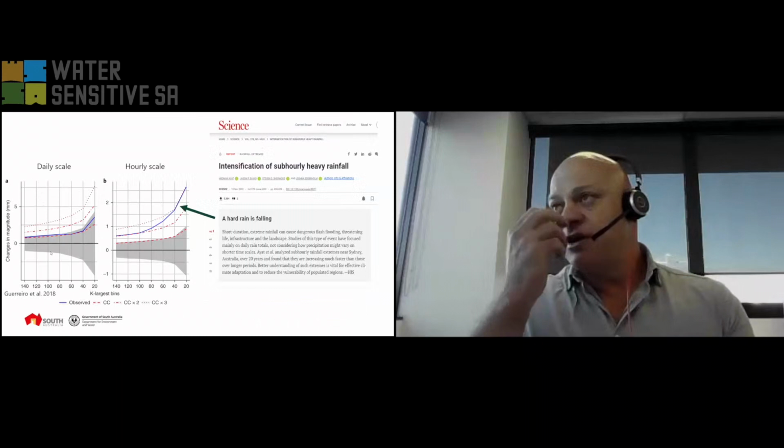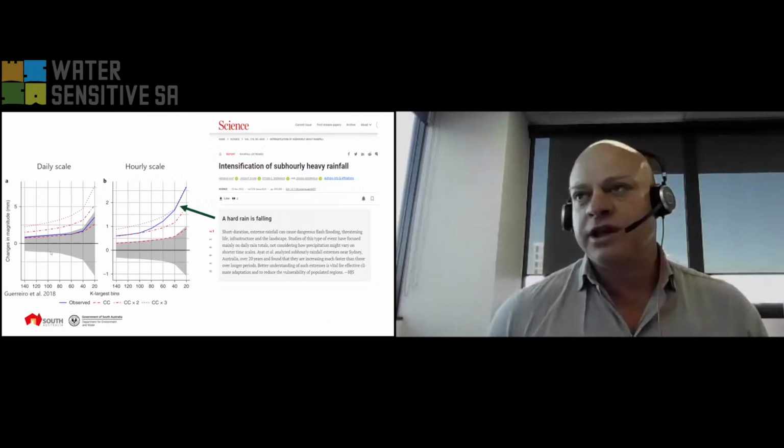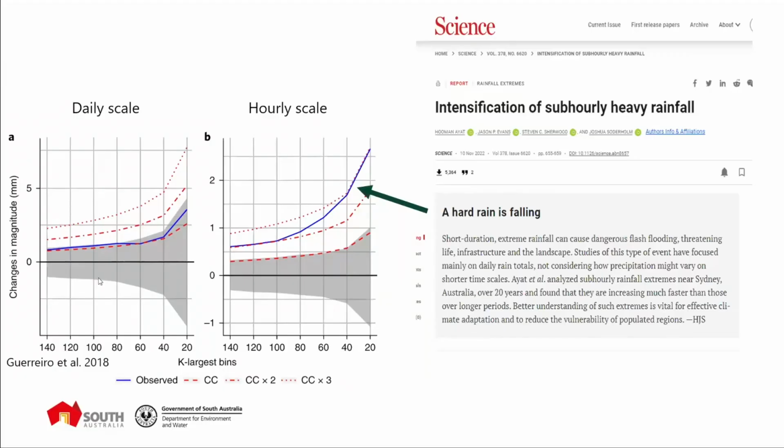Now, there's a lot of evidence showing that there is a difference in the intensification of rainfall extremes from the daily scale to the hourly scale. At the daily scale, rainfall extremes are in many places increasing at about 7% per 1 degree of warming, so the Clausius-Clapeyron relationship. But at the hourly scale, they're intensifying about 3 to 4 times more quickly than that. And there's been various analyses of rainfall extremes evidencing that.